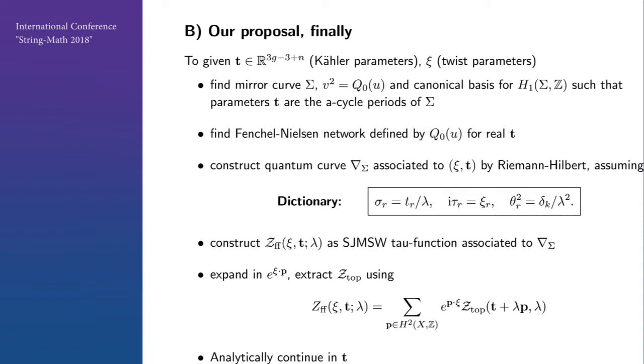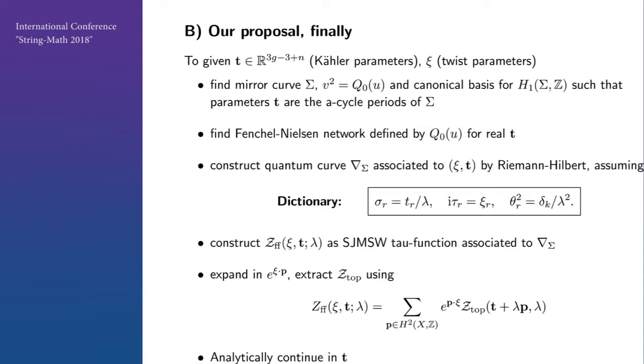So, usually these parameters T are complex. When we restrict them to reals, the Kähler parameters, that's what we want to do just to get these Fenchel-Nielsen networks. Otherwise, they have a more complicated topology. I don't want to go into this very much. So taking such a collection of real parameters and a collection of these twist parameters zeta, the algorithm is to find the mirror curve sigma, a canonical basis for the first homology, such that the parameters T are just A-cycle periods of sigma. Then to find the Fenchel-Nielsen network, which is defined by Q0.